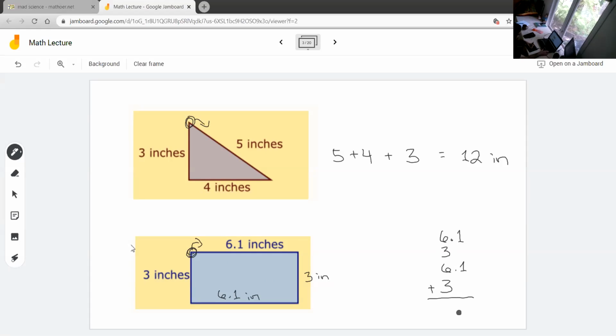Point 1 and point 1 makes 0.2. 9 and 9 is 18. And it's still inches. Questions about either of those? No.